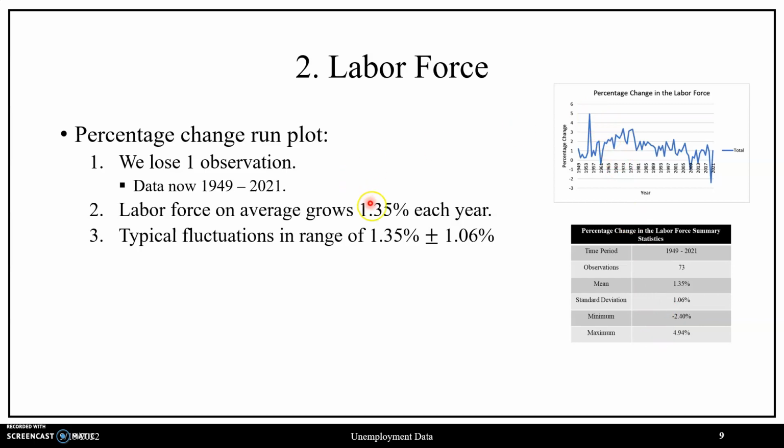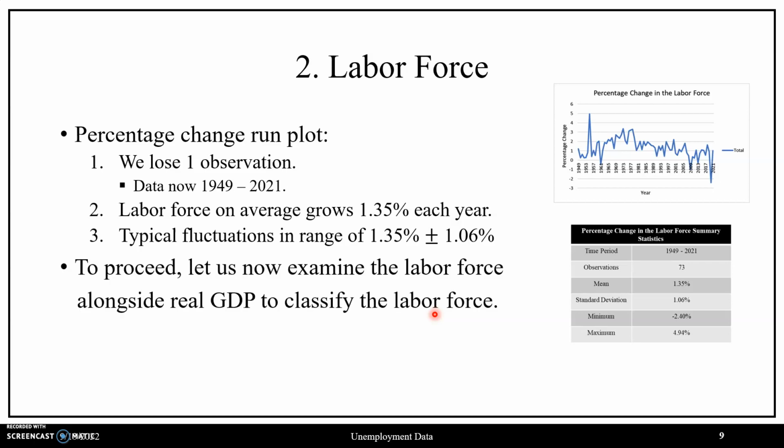So now that we've determined the average growth rate, as well as the typical bounds of these fluctuations and the absolute floor and ceiling for the labor force growth rate, what we'd now like to do is tack on real GDP to determine if the variable is pro-cyclical, counter-cyclical, or acyclic. Given that with more labor, more total output can be produced, our intuition should point us that the labor force of the United States is pro-cyclical. Let us see if we can see that in our run plot as well as our scatter plot.